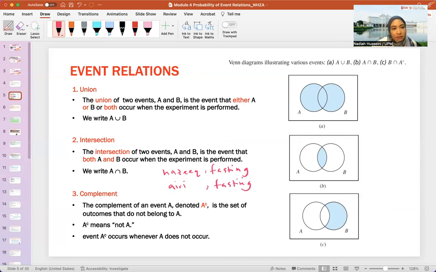What about the other students in the class? Let me try to remember some names. Fatin, not fasting. Just kidding. This is just an outcome, not fasting. So this is my sample space. My event is students who are fasting. So Haziq and Irie are fasting.